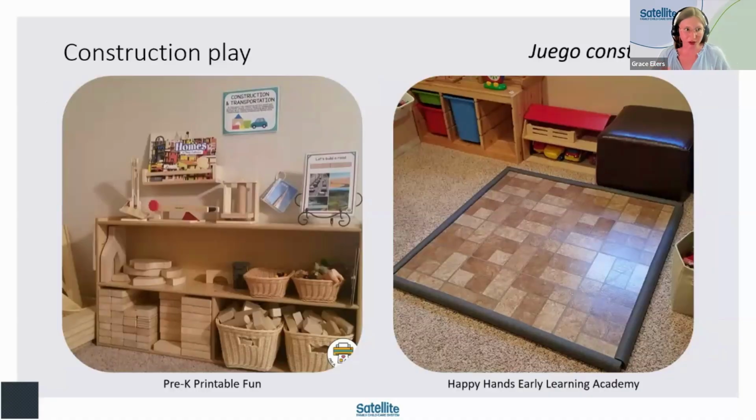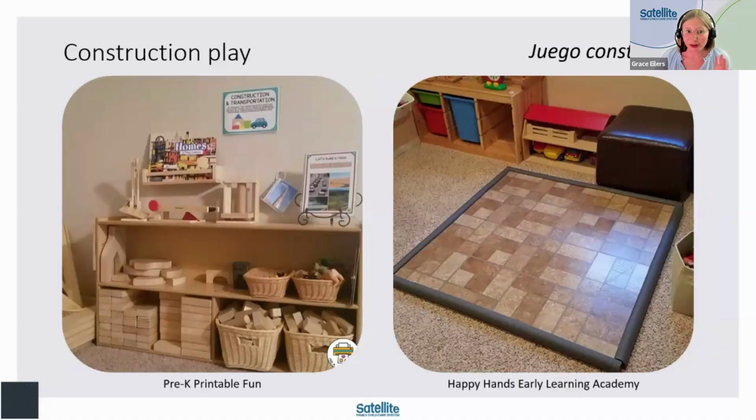So here are a few more examples of construction play areas. So I see, again, combining different types of materials together. I see the books and signs here on the left. You can add your manipulatives even to this space, like linking blocks or Lincoln Logs or Legos.